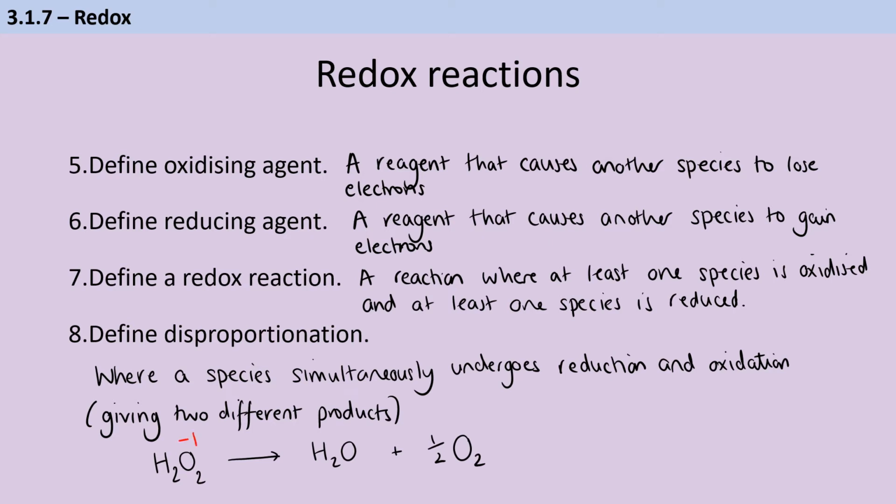In the hydrogen peroxide, the oxygen has an oxidation state of -1. In the water, it's the more common oxidation state for oxygen of -2, and of course in elemental oxygen, because it's an element, it has an oxidation state of 0. So the oxygen has both been reduced and also been oxidized.